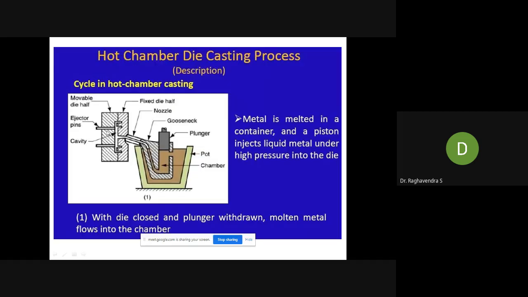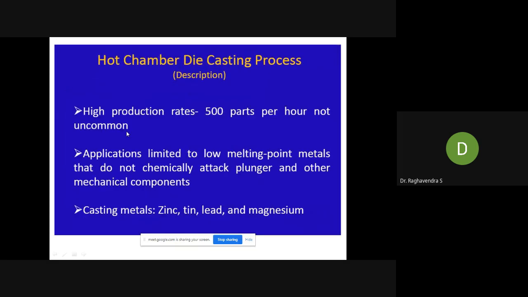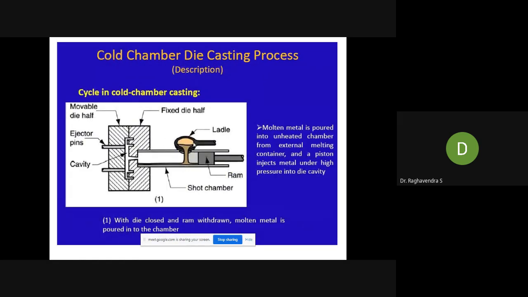Whereas in cold chamber, what happens? Look here. There is no furnace here. In the diagram you can see only the mold, where you bring the molten metal from the ladle, some kind of device or container, where you pour it and press it. This is what happens in the cold chamber. There is no furnace adjacent to this mold or cavity. This is the meaning of cold chamber.